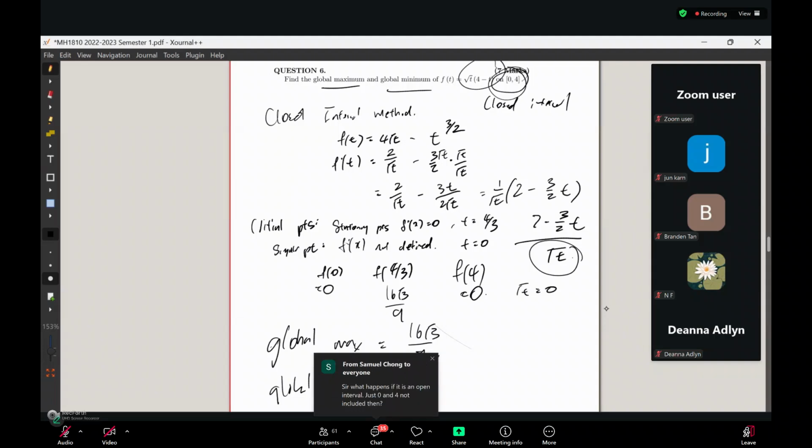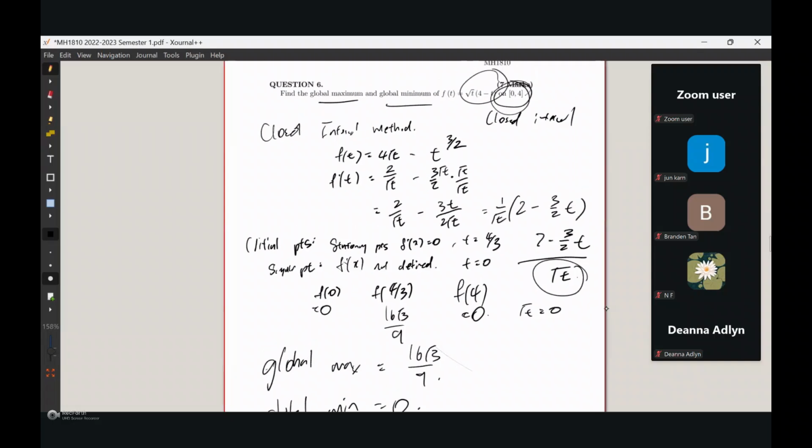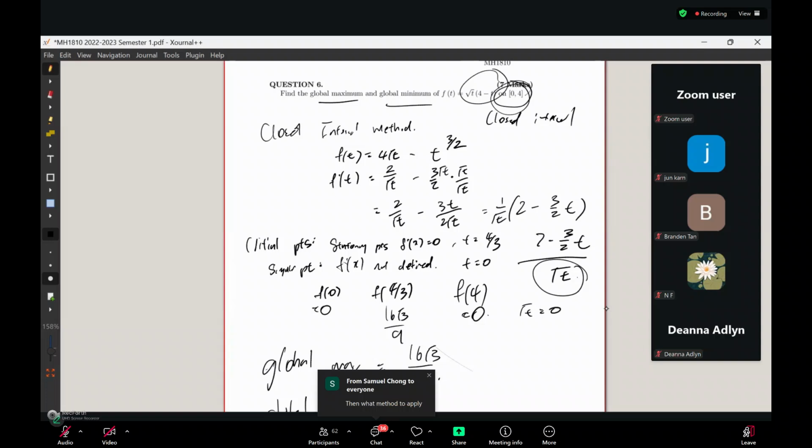Any other questions? So what happens if it's an open interval, just 0 and 4 not included? Then you cannot use this method, because the closed interval method only applies for closed intervals. If you have an open interval, you cannot apply the closed interval method. Then you cannot find a global max or global min. You will be finding local max and local min.